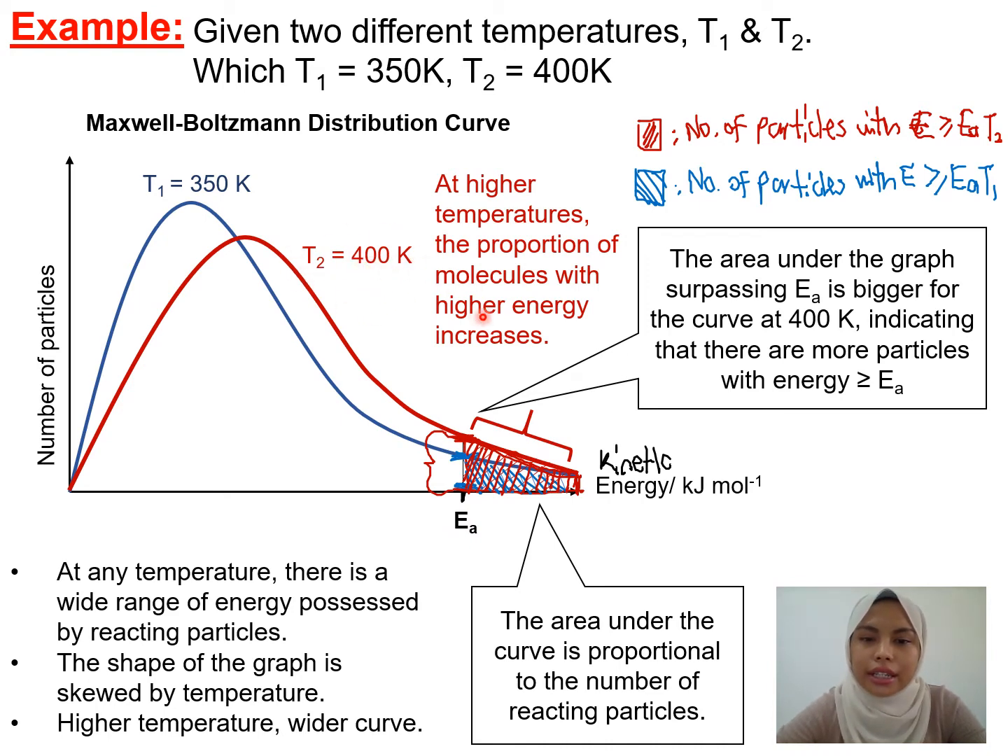Okay, and then area under the curve ni is actually proportional to the number of reacting particles. Okay, tapi sebab kita lorek bawah yang melepasi EA je, so yang penting ni dia kena melepasi activation energy. Yang sebelum-sebelum ni kita tak kisah pun. Okay, and then at any temperature there is actually a wide range of energy possessed by reacting particles. So the shape of the graph dia akan ikutlah temperature. Kalau temperature tu rendah, shape of the curve itu should be thinner, should be lagi kecil sikit berbanding temperature yang higher, should be wider. The higher the temperature, the wider the curve.